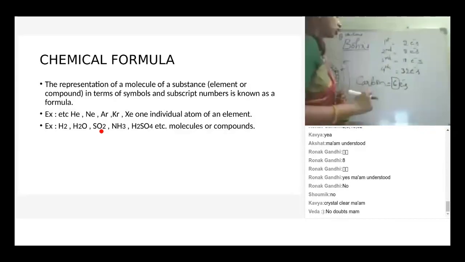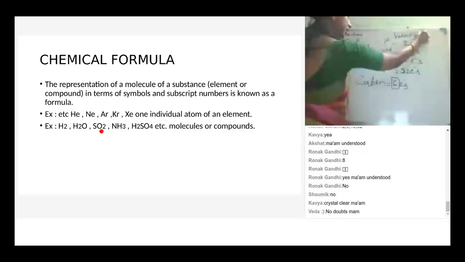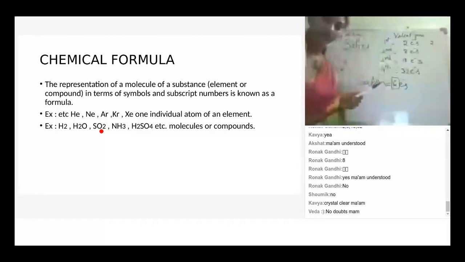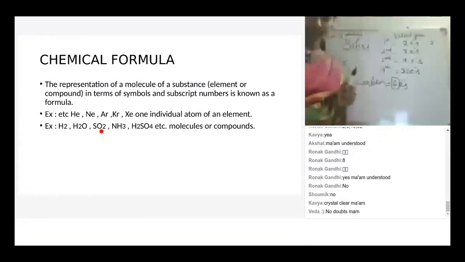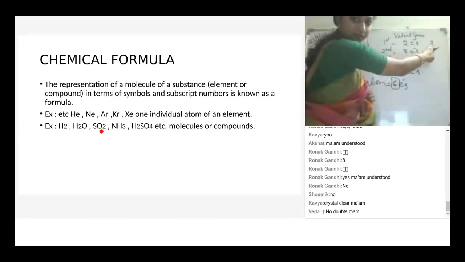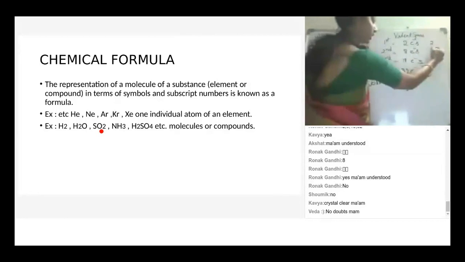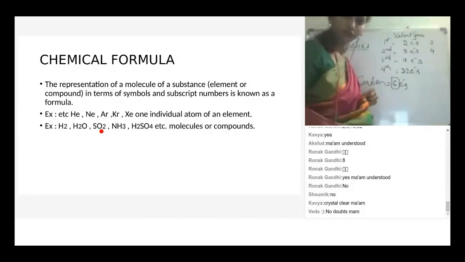How can I arrange the 6 electrons? First level has 2 vacant spaces. So first level, how many can it accommodate? 2. So 6 minus 2, how many? 4 are left. So all the 6 cannot take the first shell. The remaining 4 will go to the second shell. So 4 can accommodate the second shell. Understood?